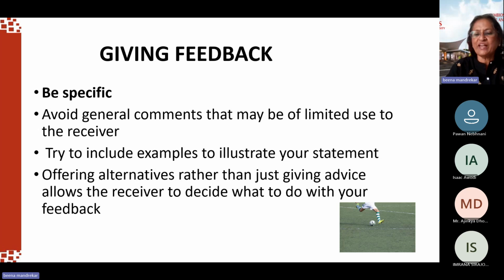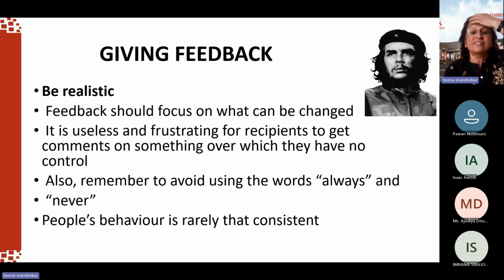So if you tell the receiver that this is how you should do it, instead of this, you should do this, and give a specific example of how you should do it, it helps the receiver. Be realistic. Okay. Don't give something to the receiver that he can't change.